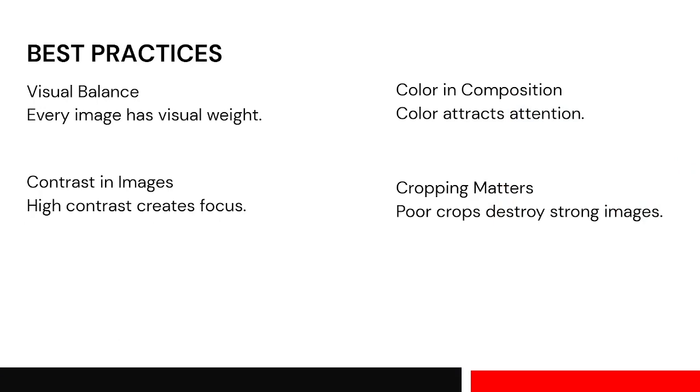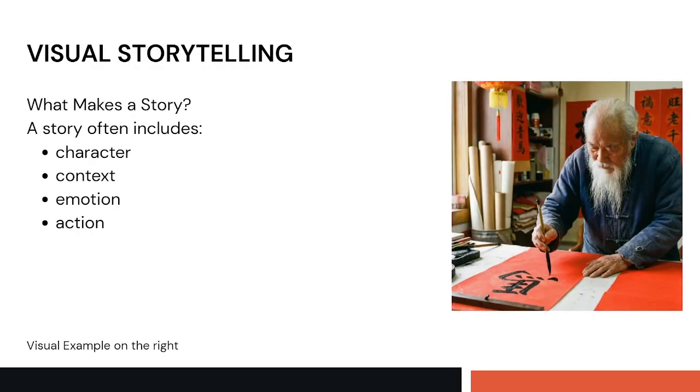So, best practices for use of image. Number one, visual balance. Every image has visual weight. And contrast in images: high contrast images create focus. We also have color in composition. Color attracts attention. We have spoken about color in our previous class. And cropping also matters. When you don't crop your image properly, it can destroy the image and therefore lose the relevance of that image.